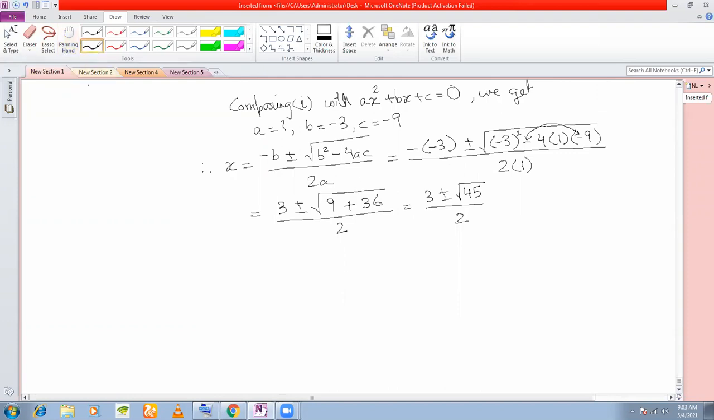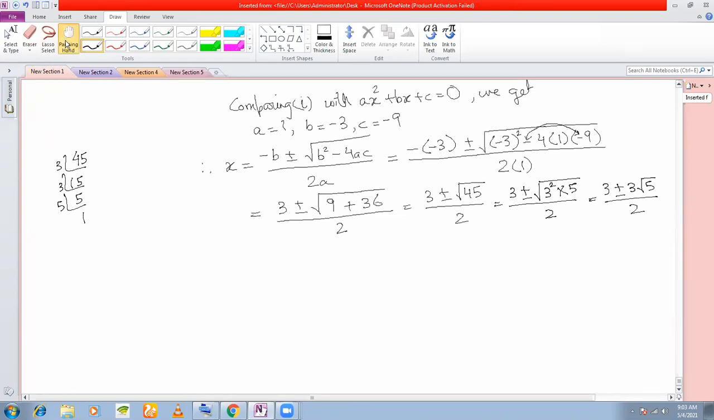So in your rough work, this is what you're going to do. You're going to prime factorize 45 as 3 square into 5. Okay, so 3 plus or minus root over of 3 square into 5 divided by 2, which is 3 plus or minus 3 root 5 divided by 2.